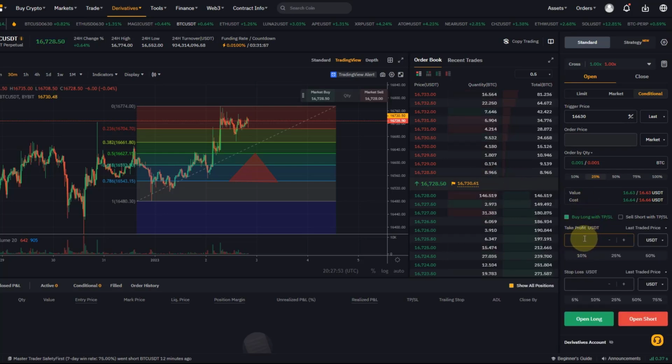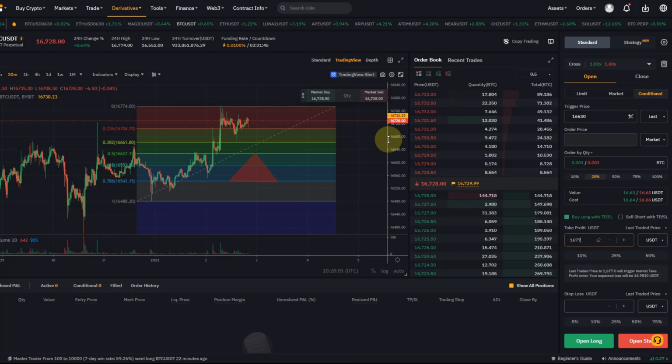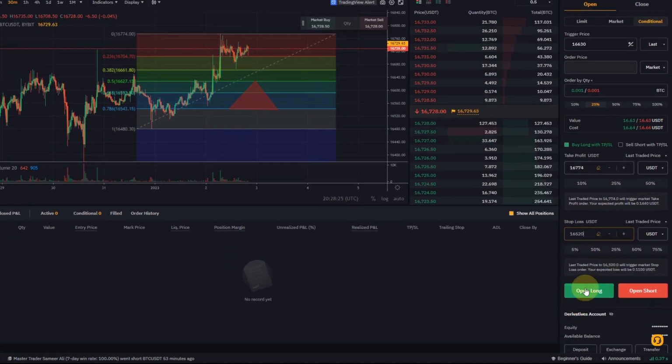already define a take profit target. So let's say if it goes all the way up to resistance here to the peak, 16,774, I want to take some profits. So at 16,774, that's when I want to take profits. And my stop loss I would set below the 78.6% retrace, so below 16,540. Maybe I would set it at 16,520. And that's basically it. And then I could just open this long order.